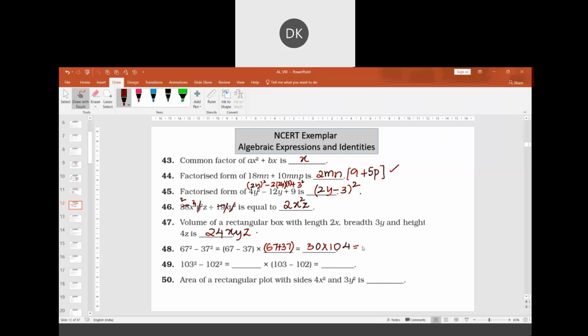3120. Zero. Correct? Yes, sir. This is again a square minus b square. 103 plus 102. Dhruv is crying. 205, sir. Sir, it is 205. One minus 1, sir, into 1. 205. Yes, sir. Correct.